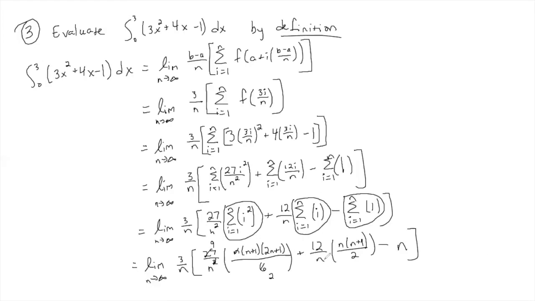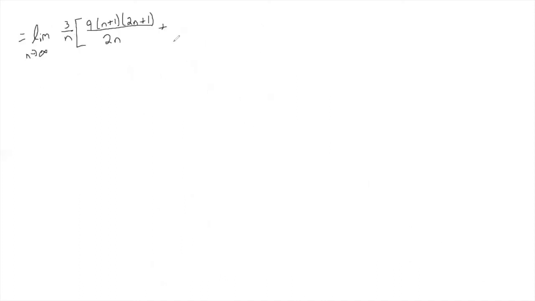This next term should be even easier. This is 12 over 2, which reduces to a 6 over 1. This n and this n cancel, so I just have 6 times n plus 1. And then I believe I just have a minus n. Yep. Great. Okay.